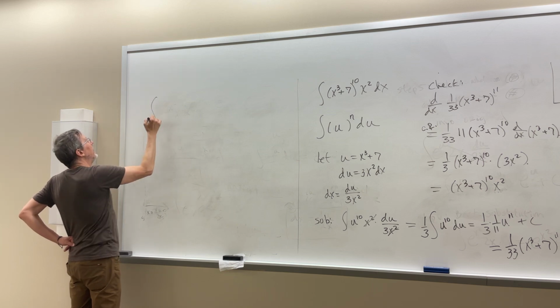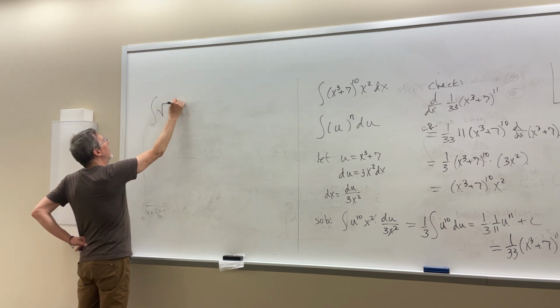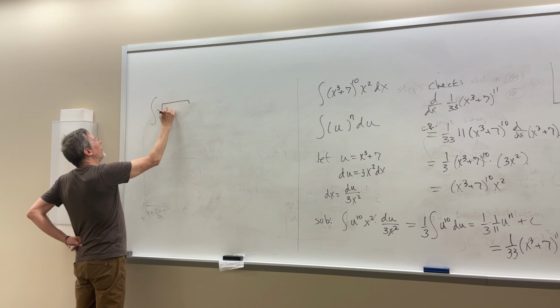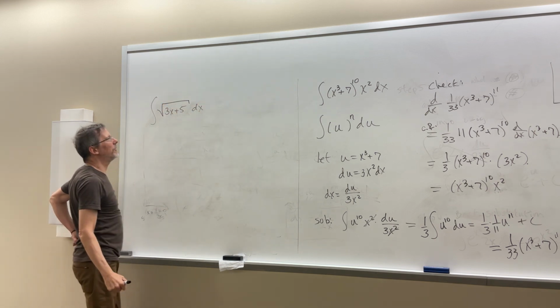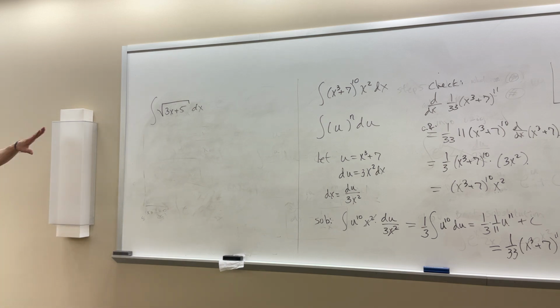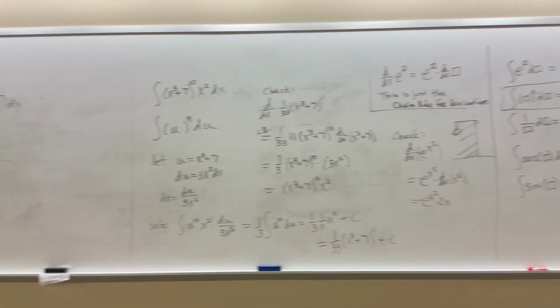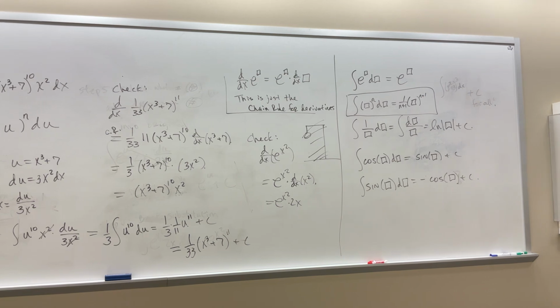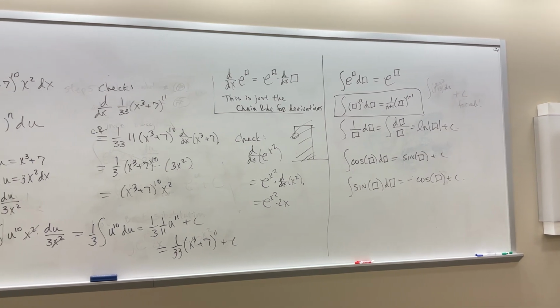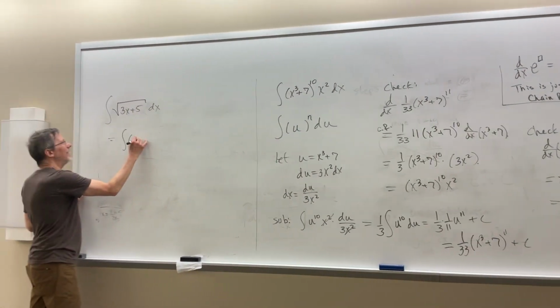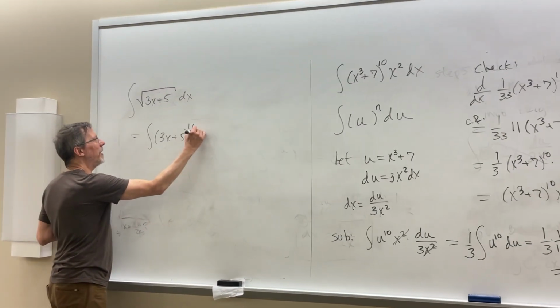So please, my friends, the square root of 3x plus 5, just like those odd numbers. Do we have any forms that look like that? No, we don't, but how could I make it look like one of those forms? Put the square root into the power of one half. See, look how much you've already learned.